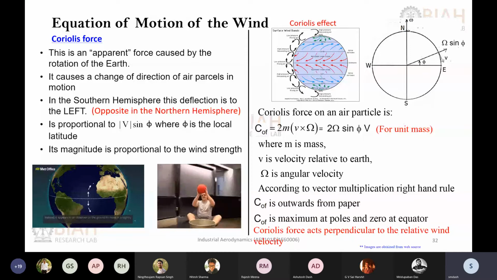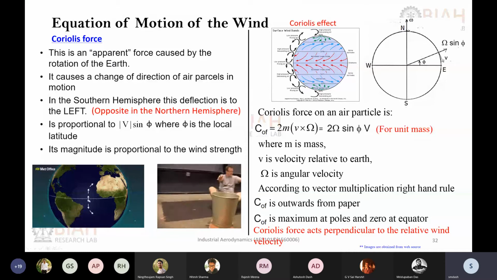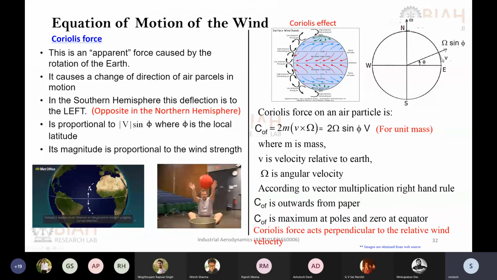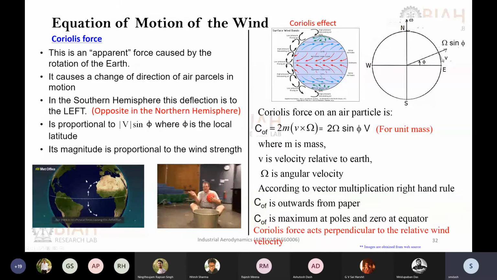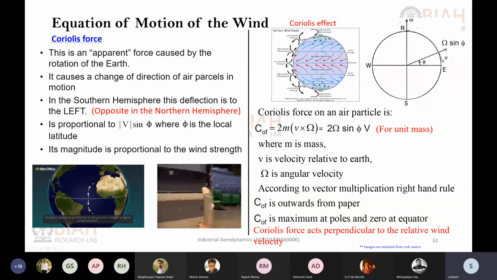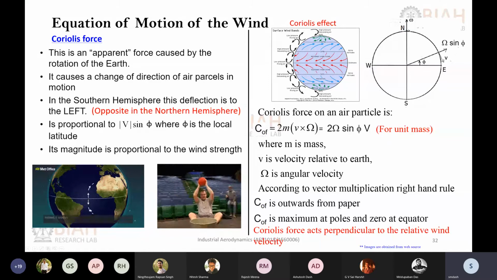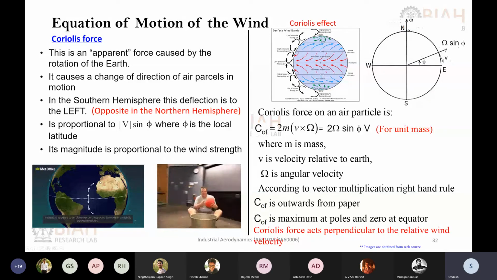So instead of moving in a straight line, when you have a rotating frame, the air molecule will also deflect to its left or right based on whether you are in the northern hemisphere or in the southern hemisphere. This deflection appears because of the rotation of the earth. So in the southern hemisphere, the air molecule will be deflected to the left of the observer, and in the northern hemisphere, it will be deflected to the right of the observer.